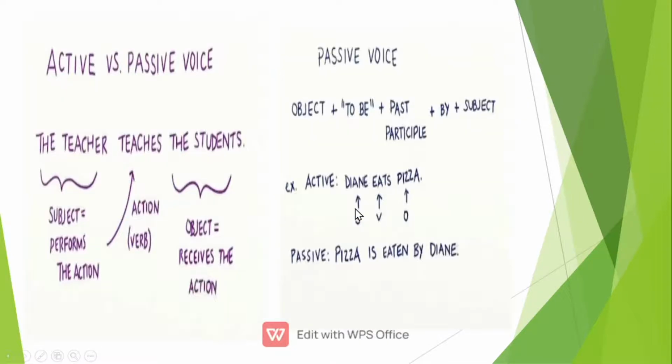Now let us focus on changes. So I suggest you to please write this sentence somewhere, that the teacher teaches the students, subject is teacher, object is students. When we change it into the passive voice, our object will become subject and subject will become object. Okay, like this. This example you people can copy. Diane eats pizza. Pizza is eaten by Diane. Okay, just copy this example everybody.